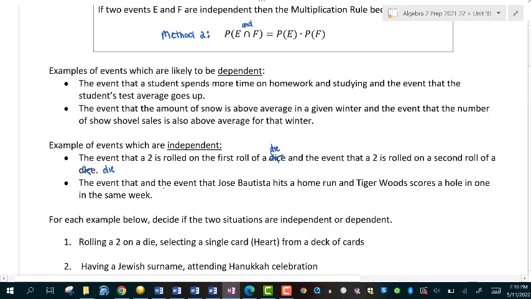The other example is the event that Jose Bautista hits a home run and Tiger Woods scores a hole-in-one in the same week. I don't know what's going on with these notes, I apologize. Home run, obviously referring to baseball. Tiger Woods, hole-in-one, we're talking about golf here. These are two completely different individuals, so these events would be independent.